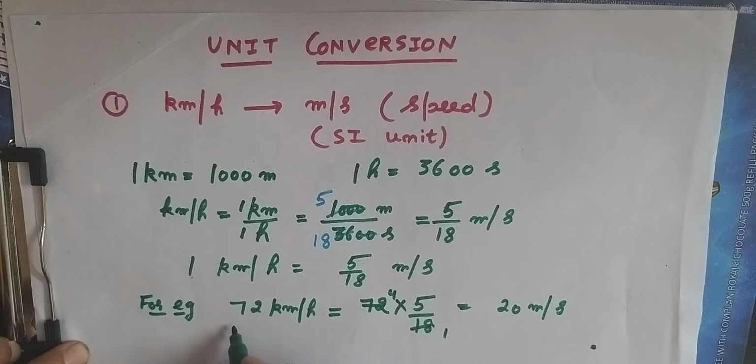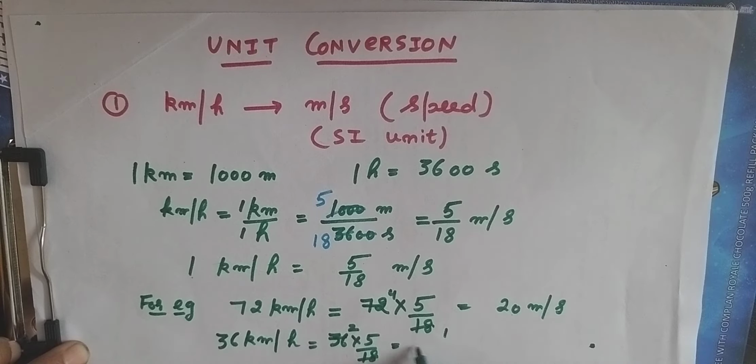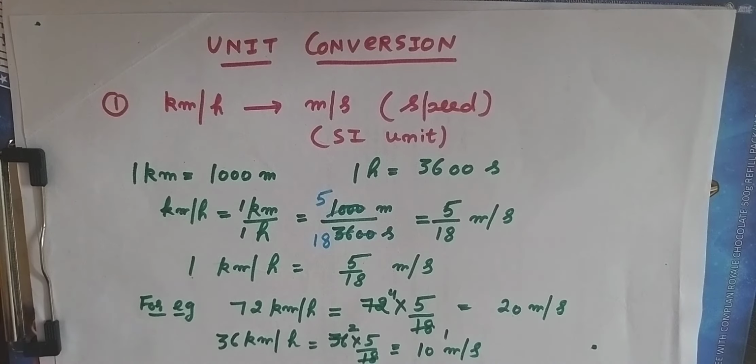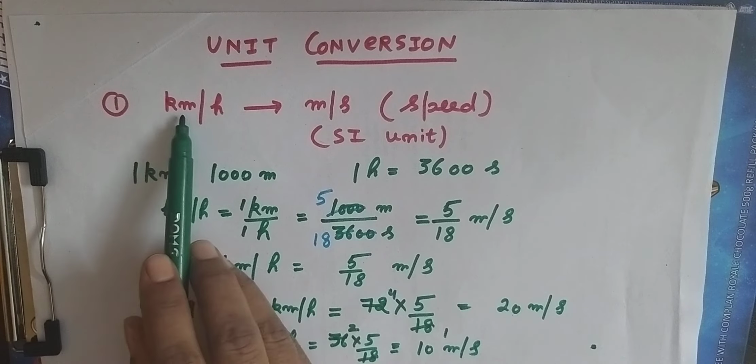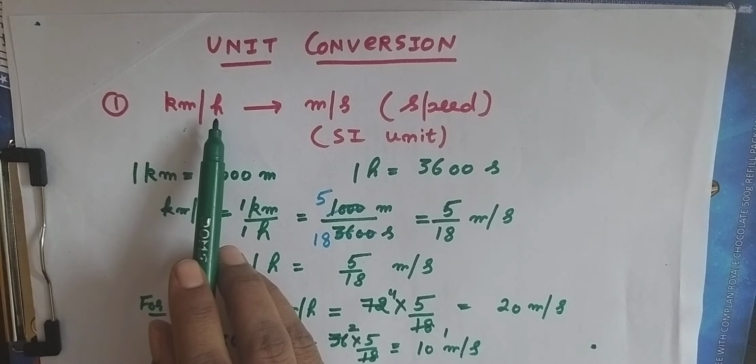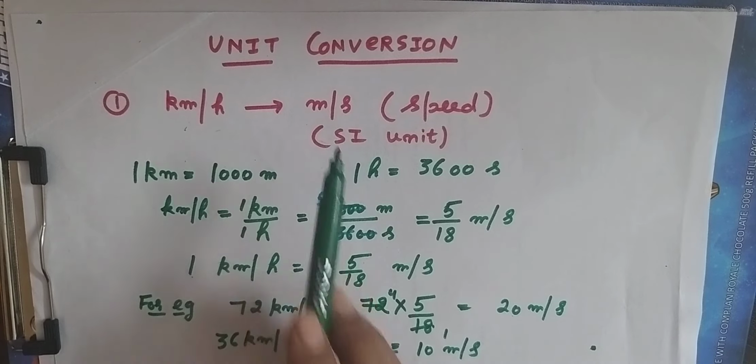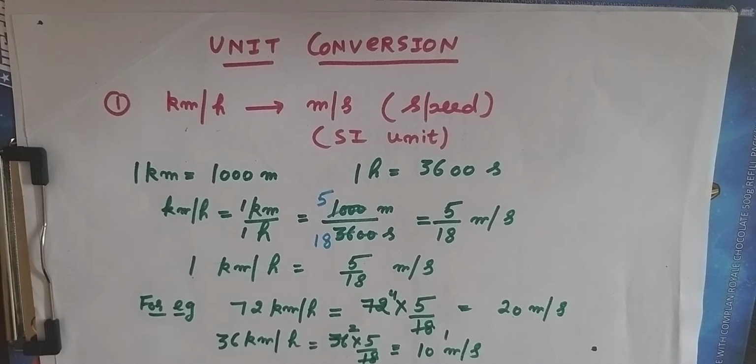One more example you can have here. Let it be 36 kilometer per hour. Now you have to change it into meter per second. So again multiply by 5 upon 18. We can cut 18 with 2. So here again I get 10 meter per second as the answer, right? So simply learn that whenever you have to change kilometer per hour into meter per second, you just multiply the kilometer per hour value with 5 upon 18. You will get your answer in meter per second, right?